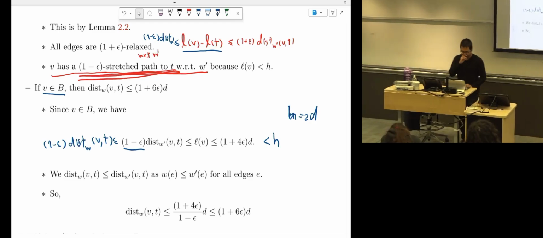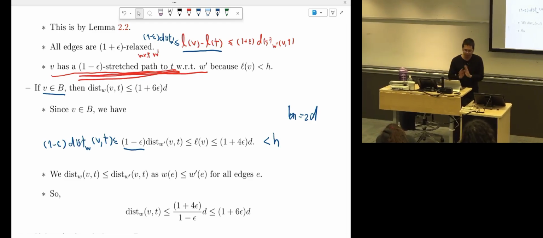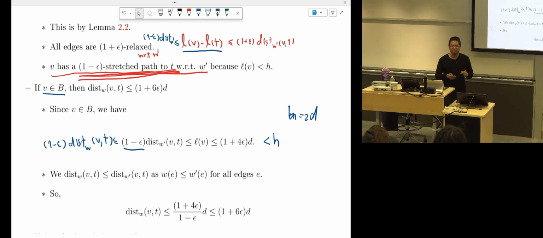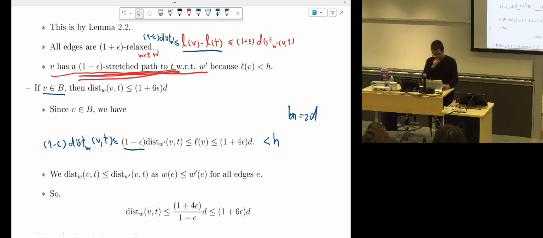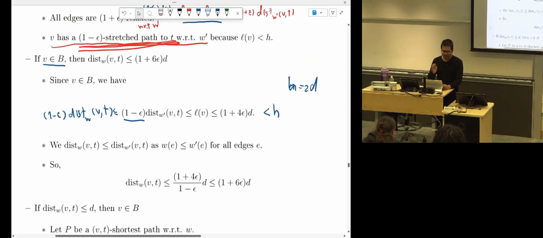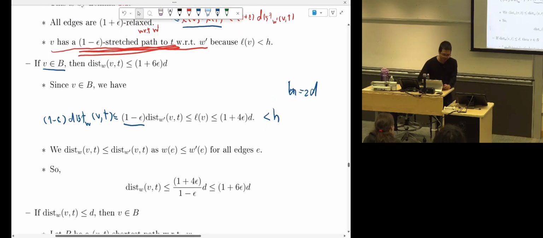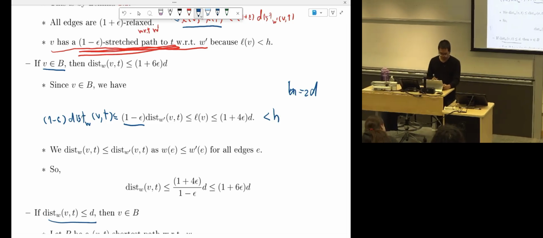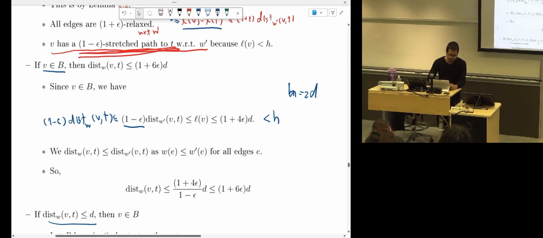Okay, good. So this direction is not specific on how we change W to W prime. It's just with respect to that, we use just the fact that we increase. But how exactly we increase W now, we'll use it in this direction. If the weight is at most D, then it must be in B. If the distance is at most D, then this node is in B.